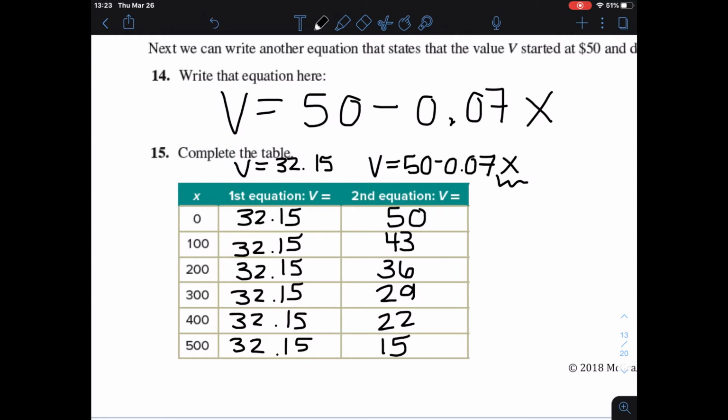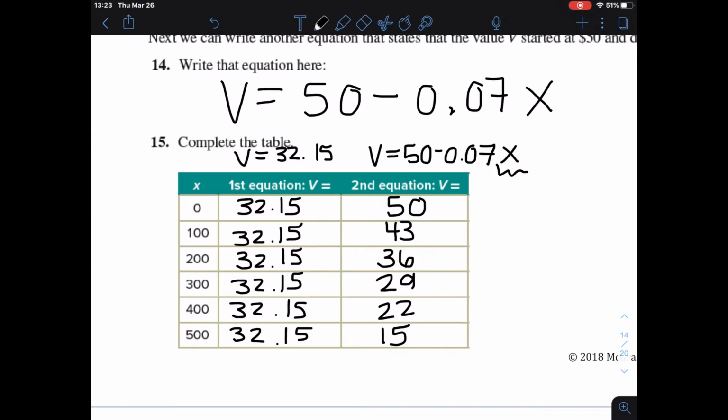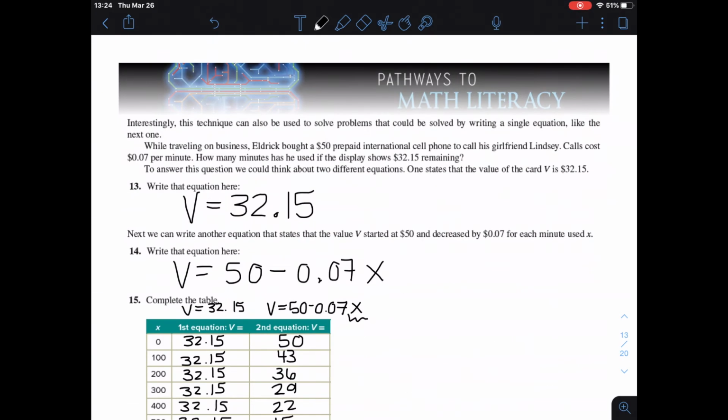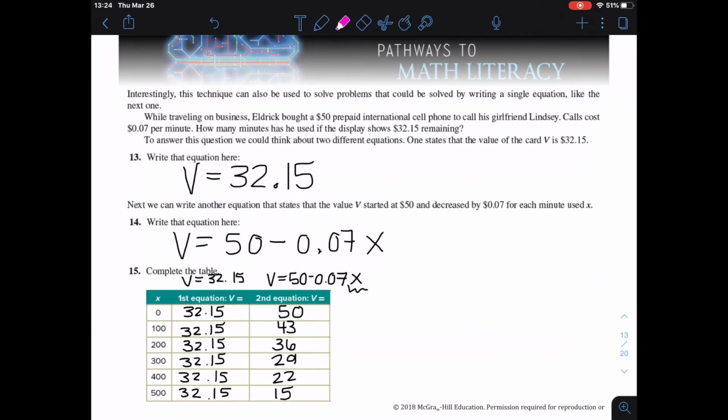So we run into a bit of a problem here. Unlike the last example, you're not going to be able to clearly see where these two are intersecting because you'd have to go down to the nitty-gritty details. So if we try to graph it, maybe we'll get a better idea. All I know right now is it's going to be somewhere between 100 and 200 minutes, because $32.15 falls somewhere between these values. I just don't know where yet.